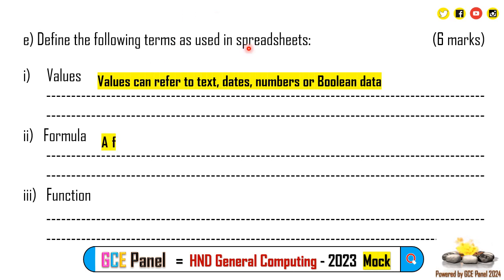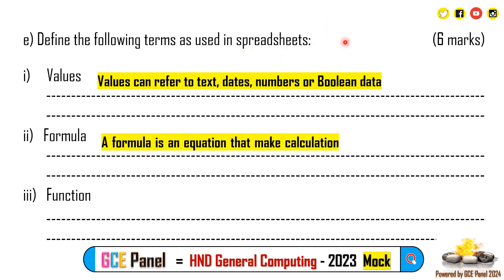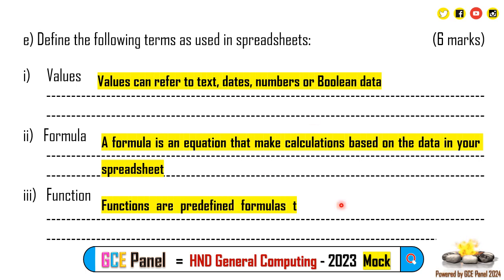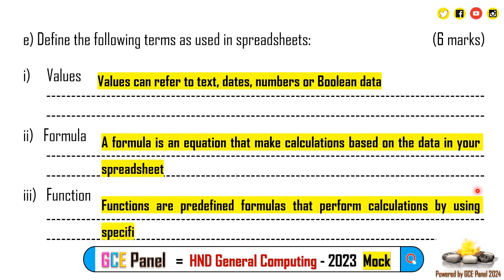What's a formula? A formula is an equation that you have written that makes calculations based on the data in your spreadsheet. Now let's see the difference between formula and function. A function, as used in Excel, is a predefined formula that performs calculations by using specific values. Predefined means it's already in the system. For example, average and standard deviation are all predefined formulas. Call them what? Functions, which are already found in the sheet.